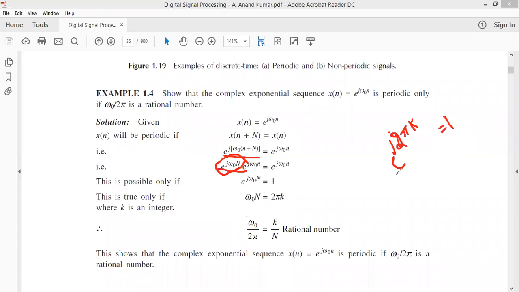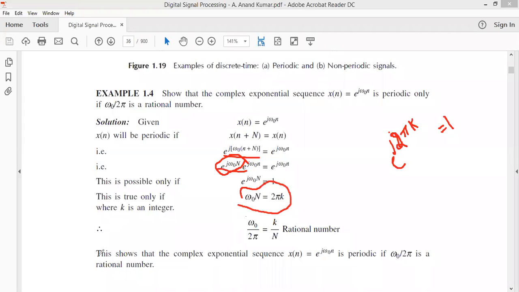So 1 can be written as e power j 2 pi k. So what is that exponential we have? J will get cancelled. We have 2 pi k, no? So omega naught N is equal to 2 pi k. Now what is omega naught divided by 2 pi? Omega naught divided by 2 pi will be k by N. So it is a rational number.